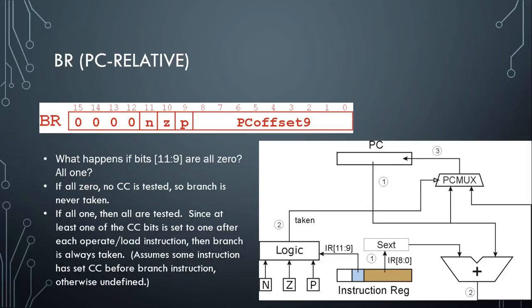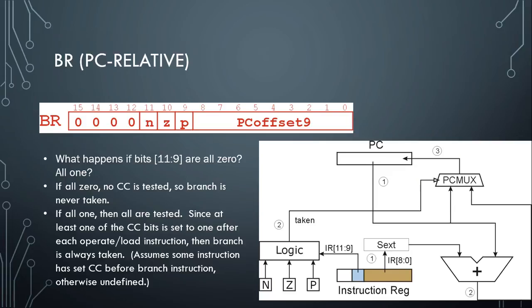So what happens if bits 11 through 9 are all 0? Notice you have 11 through 9 are all 0, or if all are 1. If for some reason these all get set to 0 or they all get set to 1: if all set to 0, no CC is tested, so the branch is never taken. So pretty much it's just saying if it's false, don't do anything, just move on with your life. If all are 1, if each one of the conditions is 1, then every single condition will be tested.